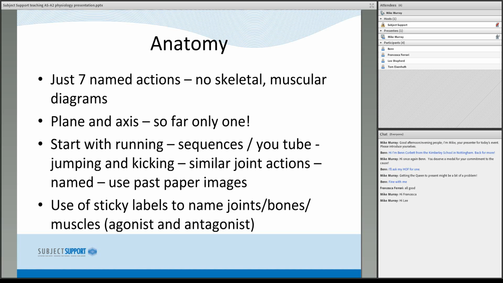So lots of sticky labels, they seem to work as a good idea. And just don't do it once. It's the sort of thing where you can repeat and repeat and repeat. So when they're doing their fitness tests, for example, and they're running through the bleep test, which is a fairly common practical, then you could be asking those students not running to talk about the agonists and antagonists and joints, etc., in that sort of movement. That's how I tend to use reinforcement of this sort of thing. If we teach it quite early, then we can actually show it taking place in other activities and use it as revision.